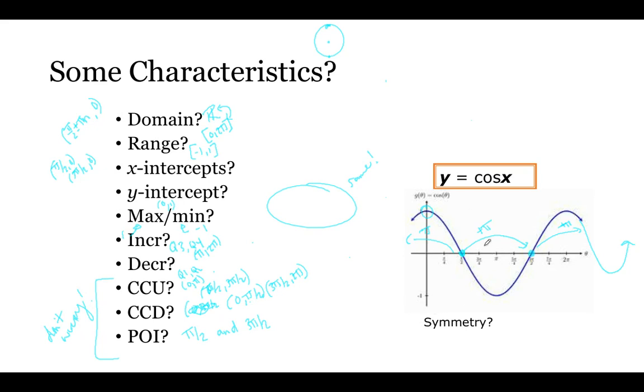And then what kind of symmetry does this have? It's got some reflectional symmetry going on, right? If I were to draw a line here, I have a line of symmetry.